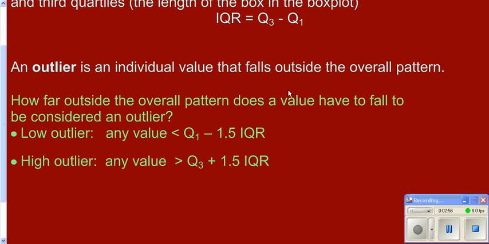Now, when you're dealing with outliers, outliers are technically defined as 1.5 times your interquartile range above or below your quartiles. For a lower quartile, you go 1.5 times your interquartile range and subtract that from your lower quartile. Any number that's smaller or below that is considered an outlier. For an upper quartile, you go 1.5 times your interquartile range and add it to your upper quartile. Any number that's above that or beyond that is considered an outlier on the upper end.